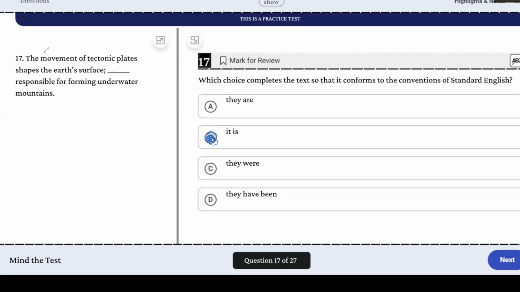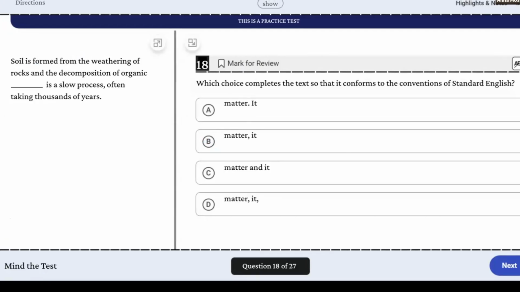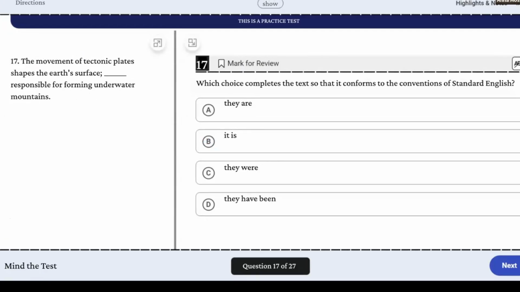Yeah, I mean, it sounds really ugly, but the movement is the subject. Of tectonic plates is in a prepositional phrase, and prepositional phrases are not the main subject. So it seems plausible to match with movement. Okay. So the tip we learned there was three plural, one singular.